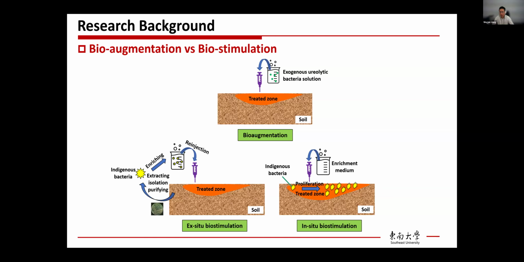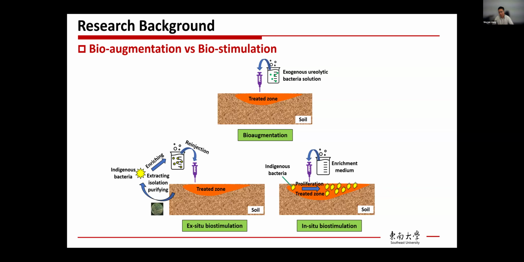What we want to achieve is the ureolytic activity, right? So with this method, we can easily make the suitable bacteria grow and achieve a satisfactory ureolytic level so that we can do MICP.